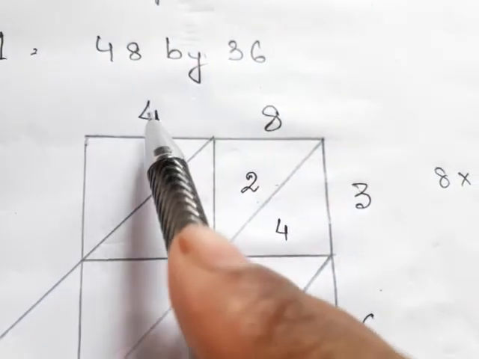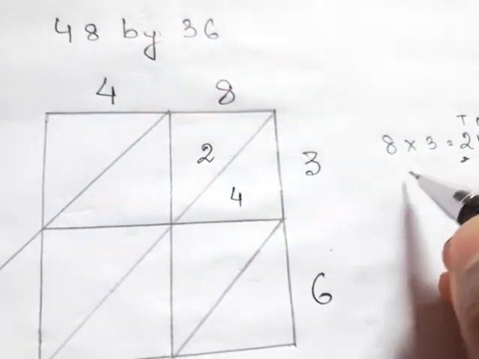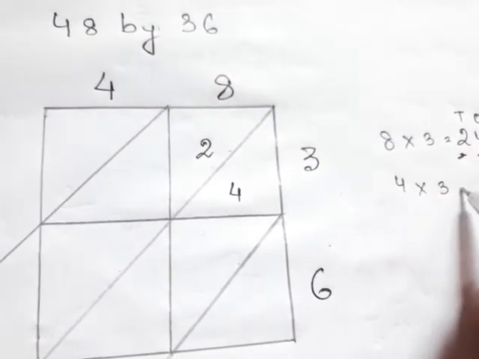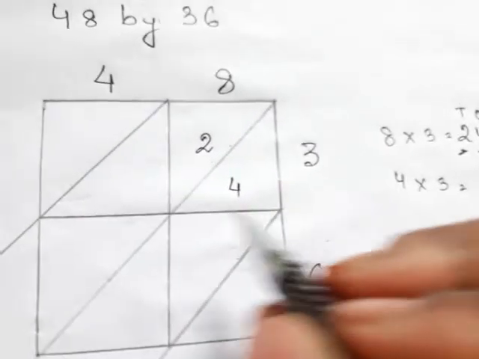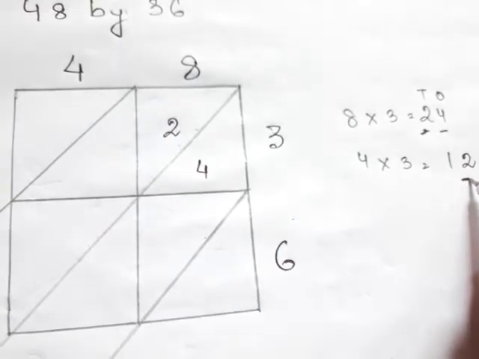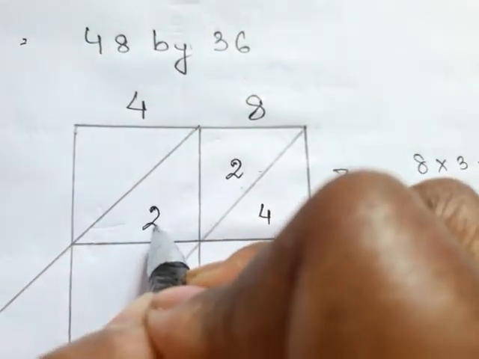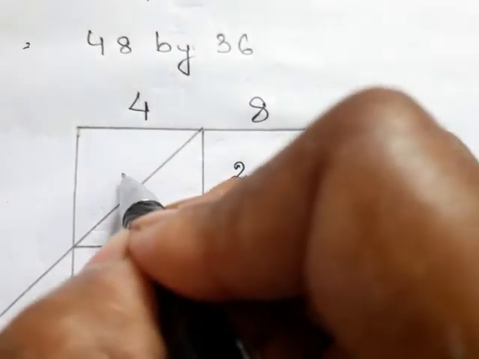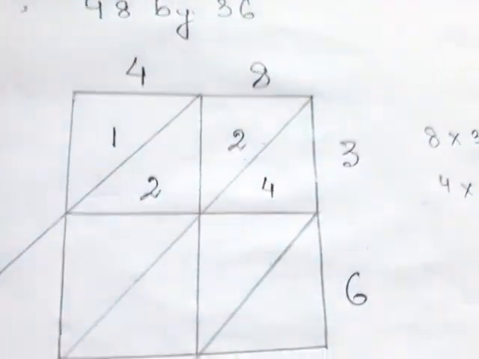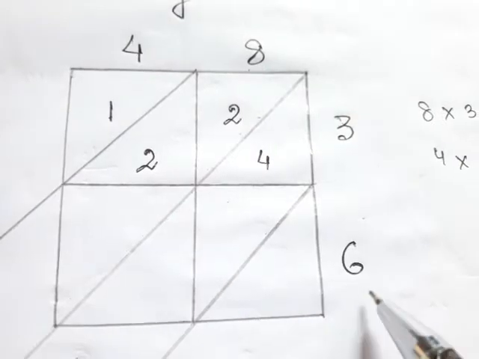Next, 4 multiplied by 3. 4 threes are 12. So 2 is in the ones place, so I'll write 2 here, and 1 is in the tens place, so I'll write it here. Next, 8 multiplied by 6.